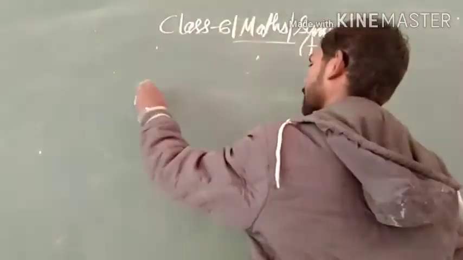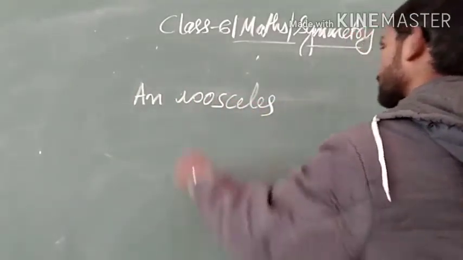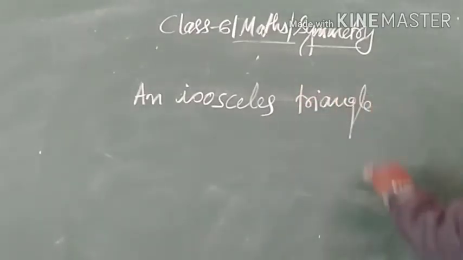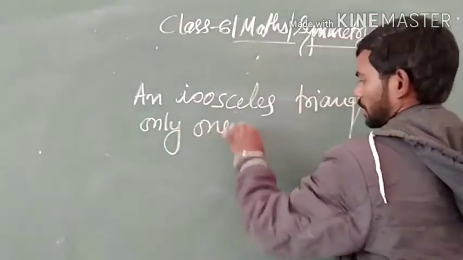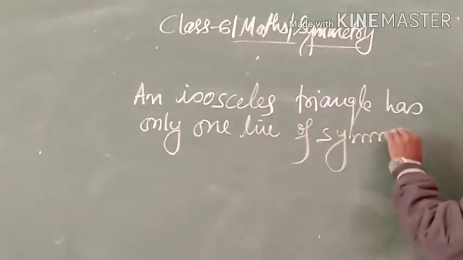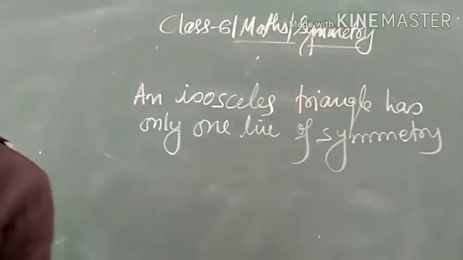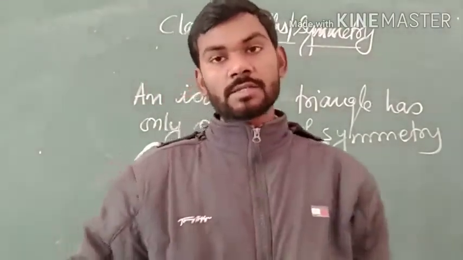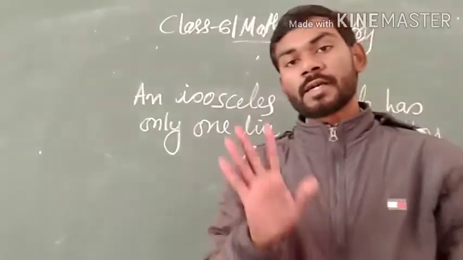An isosceles triangle has only one line of symmetry. Since it has two equal sides, when we divide it through the line of symmetry, it will be divided in only one way into two identical parts.